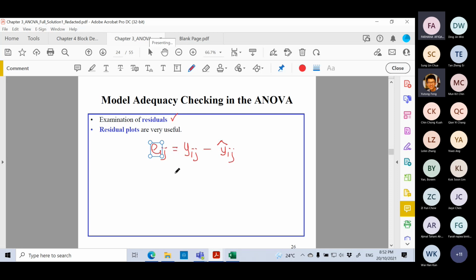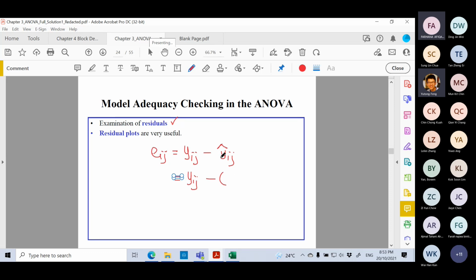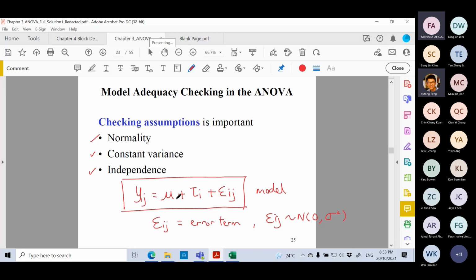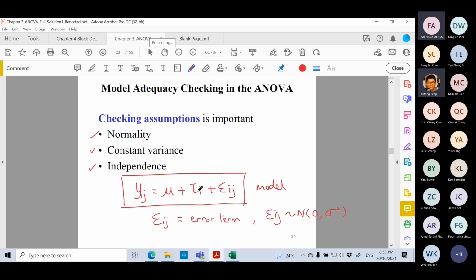Now, how to calculate the fitted equation? Yij minus the fitted equation in this case. So what is the fitted equation in this case? You can see your model. If you want to refer to the fitted equation, then the fitted equation will be y hat ij equal to mu hat plus tau i hat. This one is called the fitted equation.